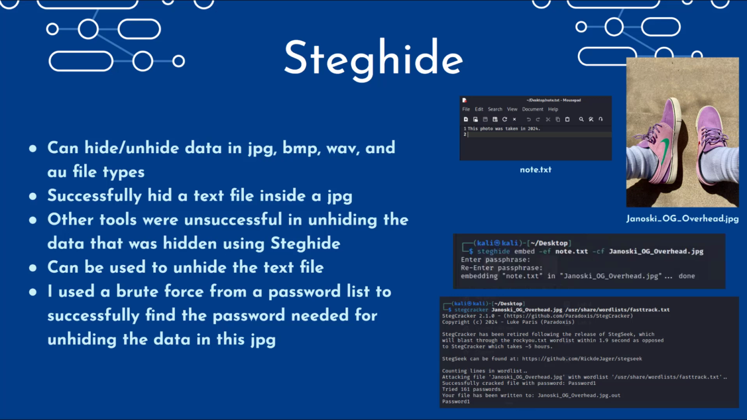Other tools during the course of this project were unsuccessful in unhiding the data that StegHide was able to hide. I used a brute force from a password list to successfully find the password needed for unhiding the data in this JPEG, as StegHide requires a password when you do hide the data. For testing purposes, I used a password that I knew was on this word list to see whether or not it would be able to crack it, and sure enough it did, as seen in the bottom right.